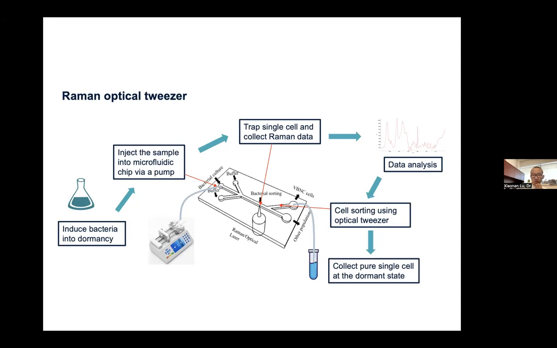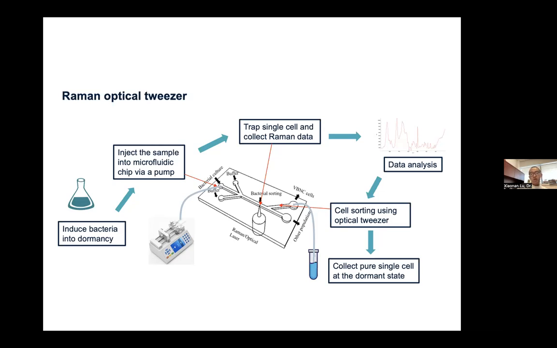After that, we used the Raman optical tweezer to trap a single bacteria cell, and in the meanwhile, we can immediately collect a Raman spectra. On the basis of the Raman spectra, as well as the established database, we can determine whether this cell is a healthy cell, a dead cell, an injured cell, or a VBNC bacterial cell within a few seconds.